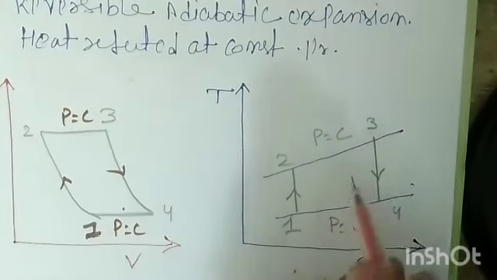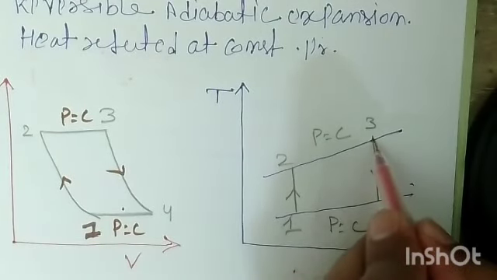So if you look at it, the maximum temperature of the cycle is T3, and this is the inlet of the turbine.